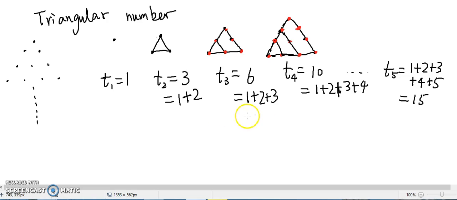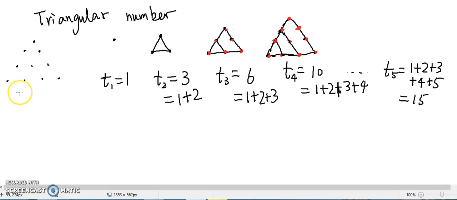So in general, if I have n rows, we try to come up with a formula to make this easier, so we don't have to keep adding 1 plus 2, 3, 4, 5, 6, 7, and so on. So if we have n rows, what's going to happen? So we're going to go back to this example right here.